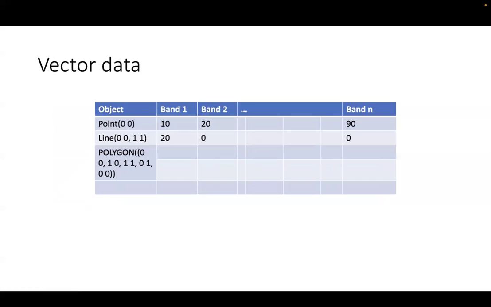Now, when we are talking about vector data, here if you observe, we have the concept called object, and for that we don't have x and y. Instead, we represent it as point, line, or polygon. And for this, we try to capture the information. So this is how the vector format looks.